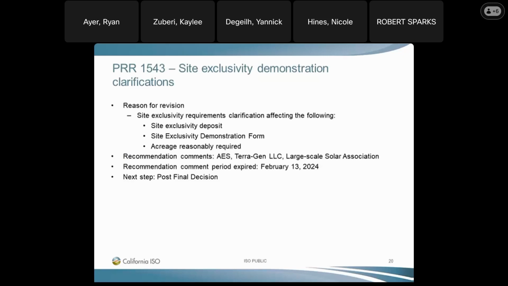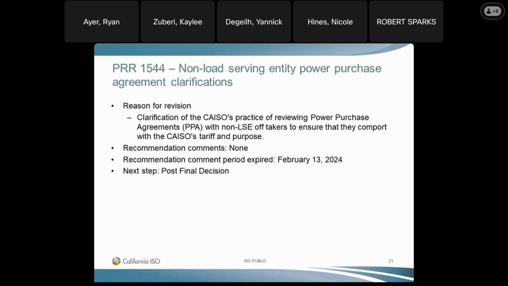The latest round of comments, we did go ahead and make a change to show that you can submit documentation for any technology if you can prove that you need less acreage than is the minimum that is listed. The comment period expired on February 13th, and the next step is to post a final decision. Are there any questions on this? All right, great. Thank you, Kaylee. All right, and I'll pass it back to Dawn for 1544.